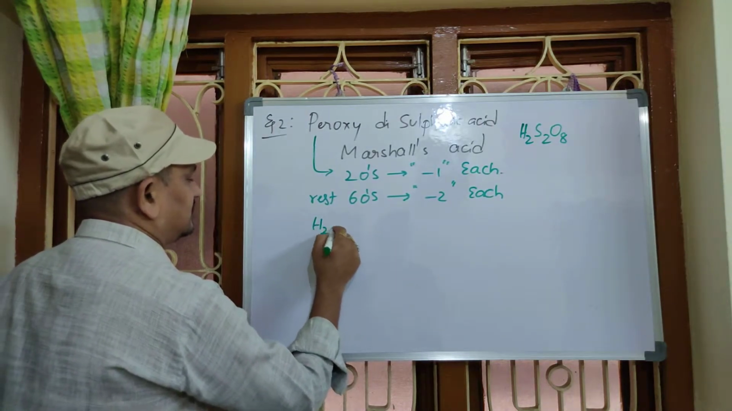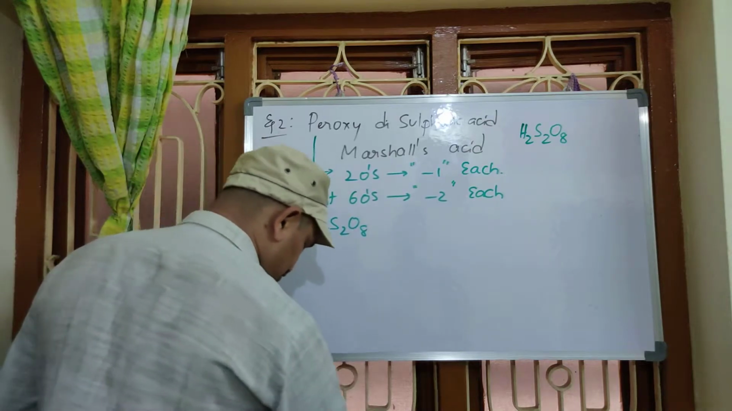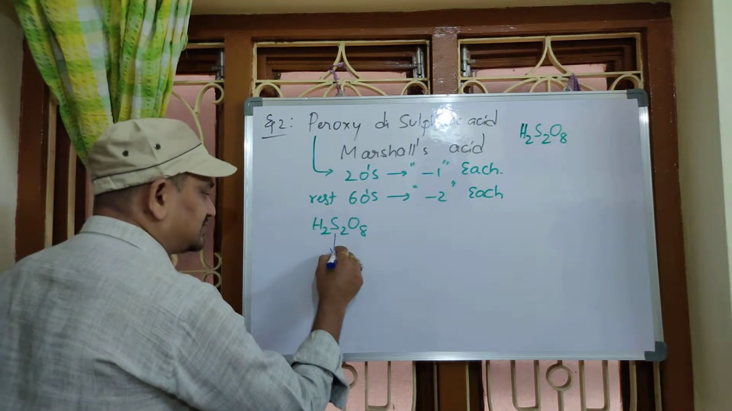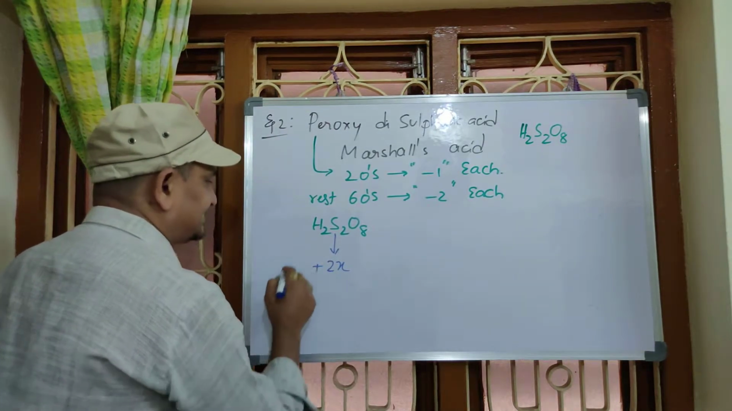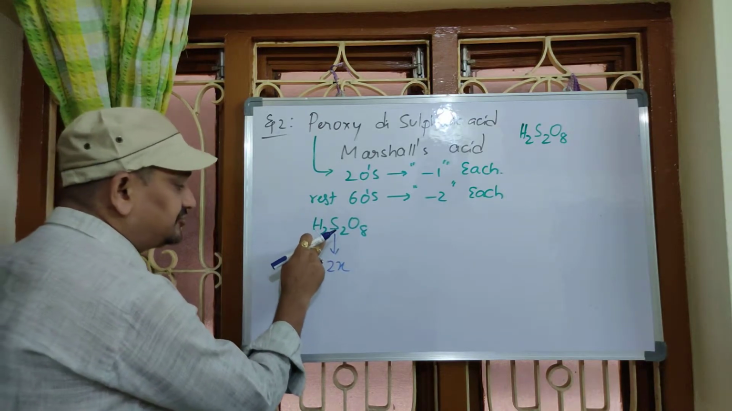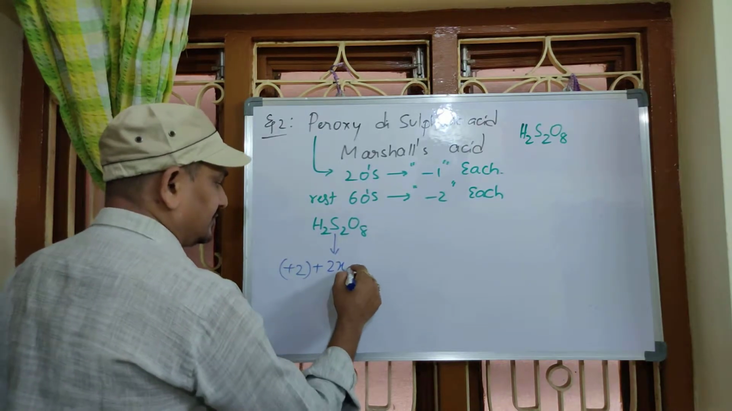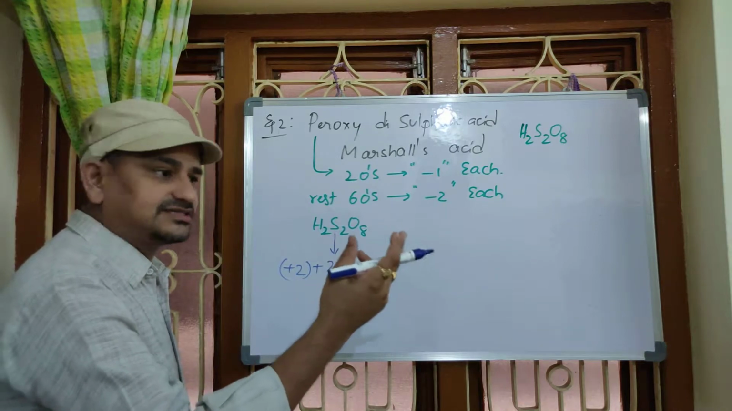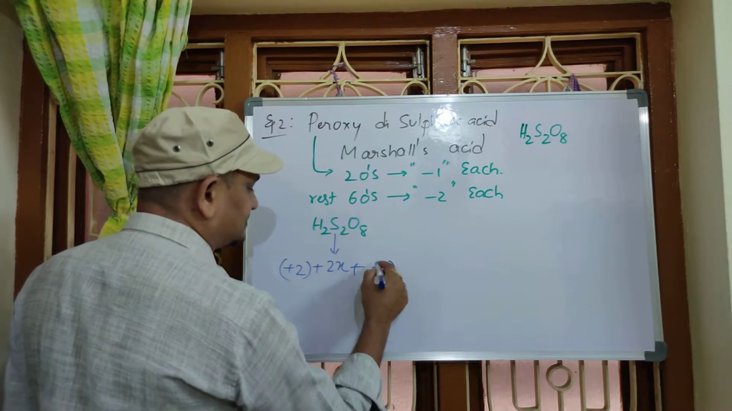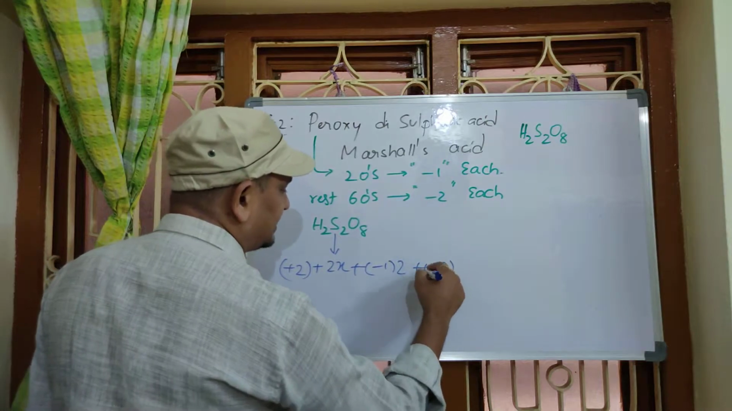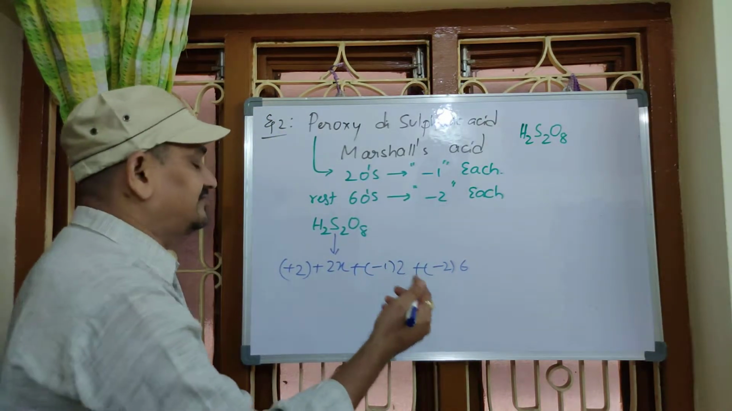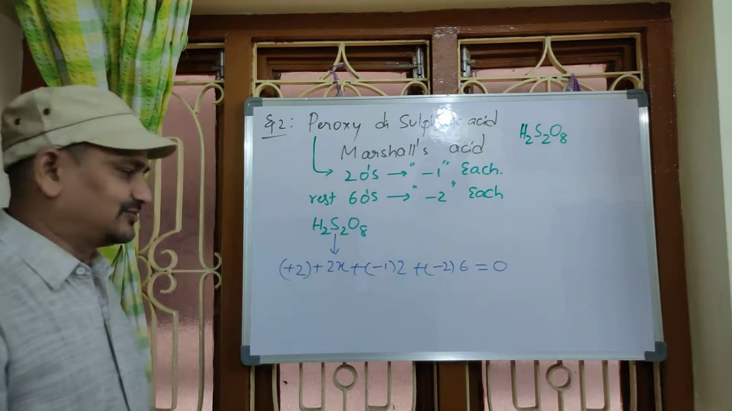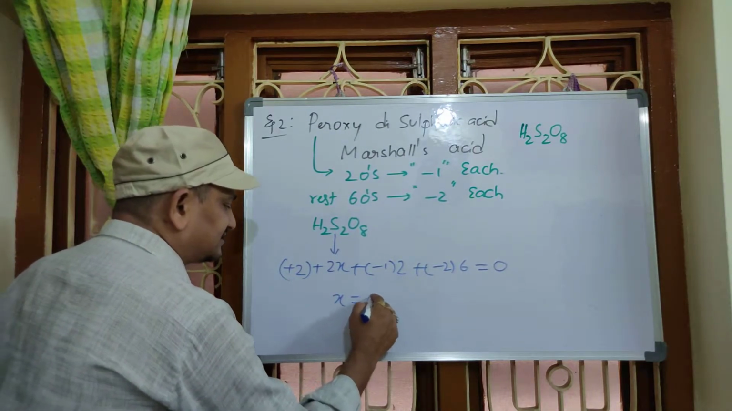Now let us find the oxidation state of sulfur in H2S2O8, which is called peroxy disulfuric acid or Marshall's acid. As 2 sulfurs are there, let it be 2x plus 1 for each hydrogen into 2, so plus 2, plus out of 8 oxygens, 2 oxygens are bearing -1, which are the peroxy oxygens. The rest 6 oxygens will bear -2, the normal oxidation state of an oxide, right? Equals to, it's a neutral species, so the right side charge is 0. On simplification, we will get X as plus 6.